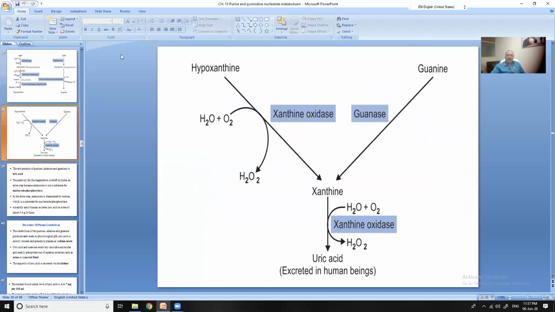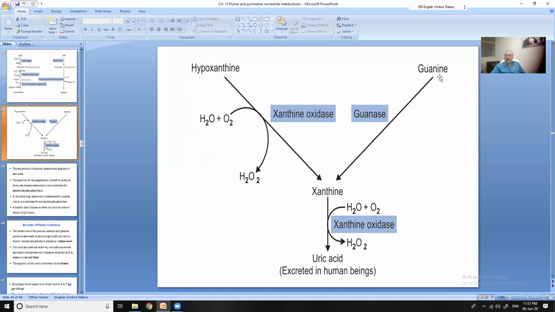Then you see both hypoxanthine and guanine are changing to xanthine by xanthine oxidase and by guanase. Guanine is changing to xanthine and hypoxanthine is also changing to xanthine, and hydrogen peroxide is formed in this reaction, by the addition of water to oxygen. So we got the xanthine.